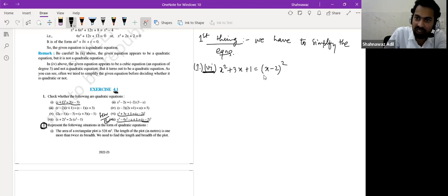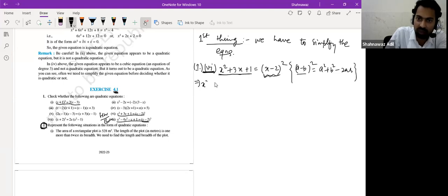Right, Hamad? So you can see again, we have to use that identity. And this time it is (a minus b) whole square, right? So (a minus b) whole square is how much? a square, b square, and minus 2ab, right? Right, Hamad? Yes, sir. So again, we will not touch this part. This is simplified enough, right?